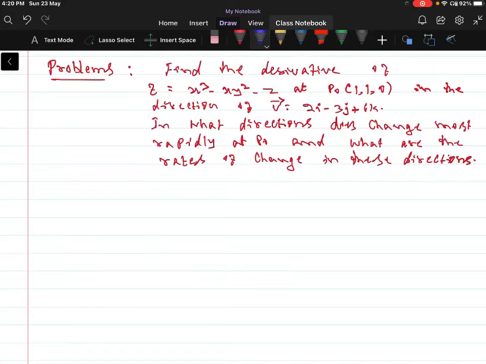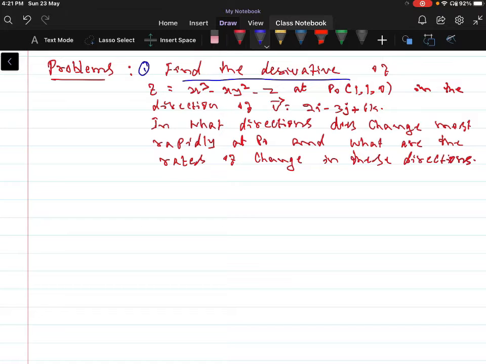In this lecture, I'm going to discuss problems on directional derivative and gradients of a scalar function. So let us take the first problem. Find the derivative of the function x cube minus x y square minus z at the point P naught equal to (1, 1, 0) in the direction of v = 2i minus 3j plus 6k.